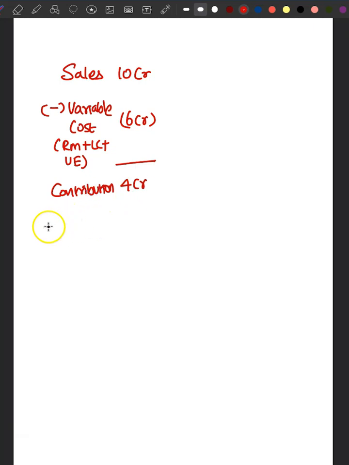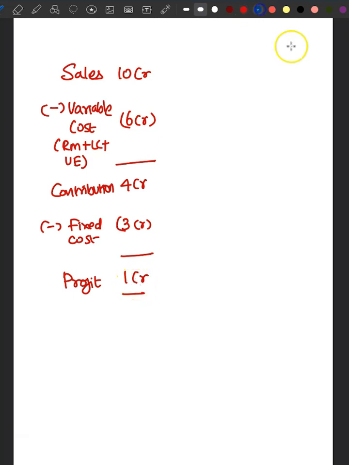So from this we have to recover the fixed cost. Let's say fixed cost works out to 3 crore. It means after all this, business is left with a profit of 1 crore. If you ask me whether this 10 crore is break-even sale, answer is no, because at break-even sale there will be no profit, no loss. It means here it will be 0. So using this information, let's do a reverse calculation and find out the break-even sale.